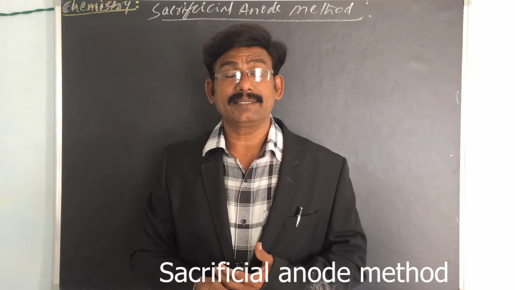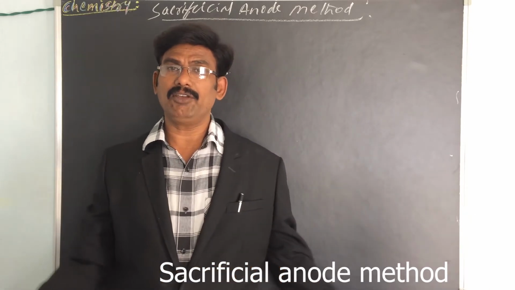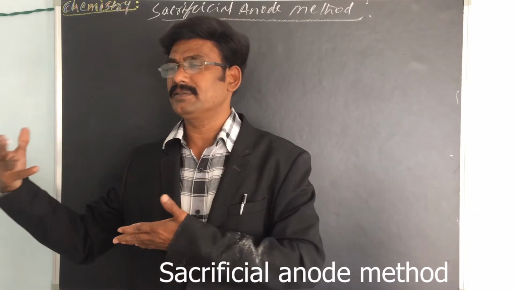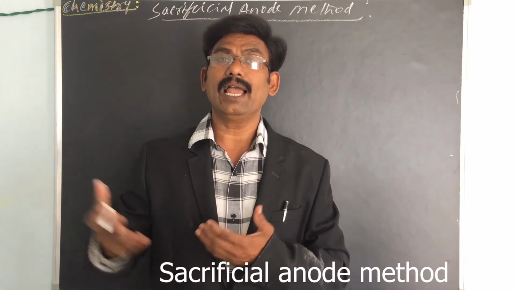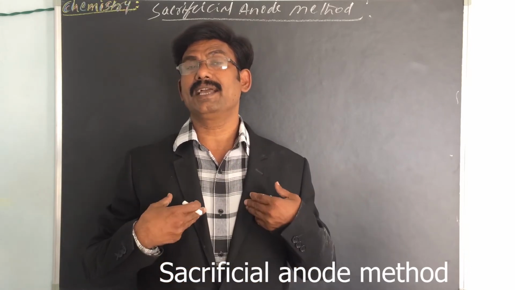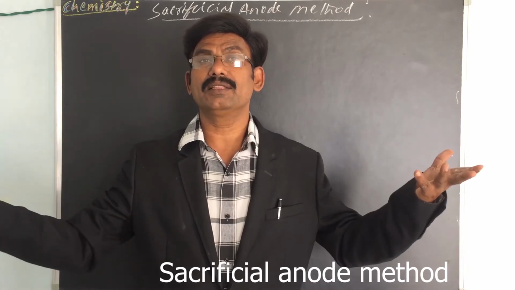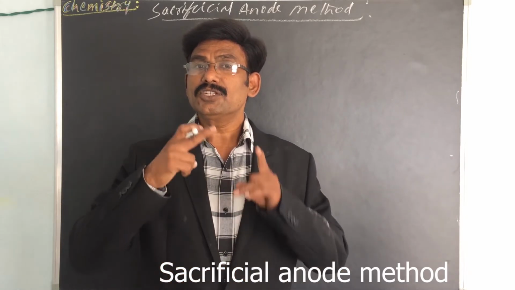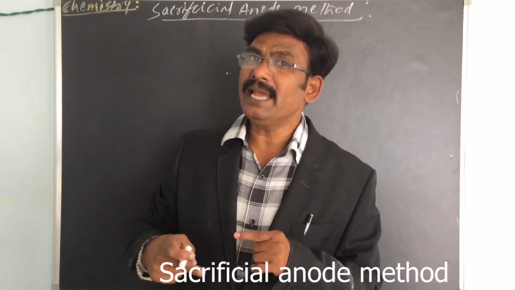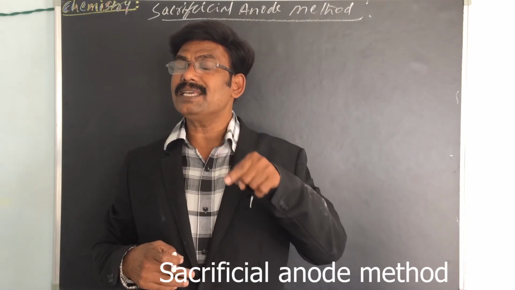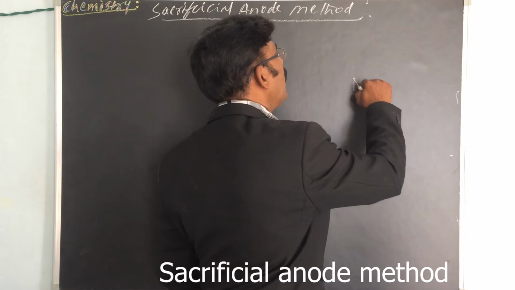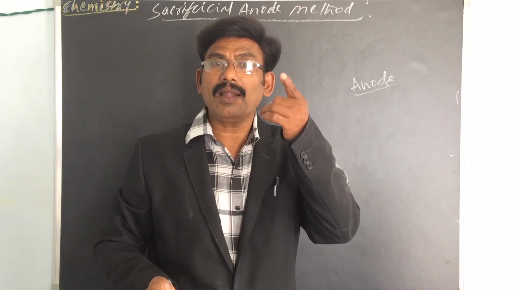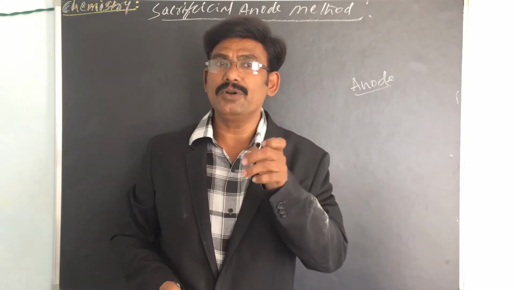So what is meant by the sacrificial anode method? Have you heard the word sacrificial anytime? We have to sacrifice for our parents. Our mother sacrificed for us, for sons and daughters to get a good life. Our parents sacrifice their lives so that we can go very well in society, because they are doing hard work for us. Here, in this method, the anode becomes sacrificed to protect what? The cathode. That is important. The word sacrificial is very important.